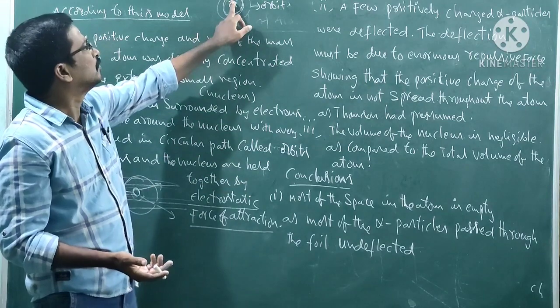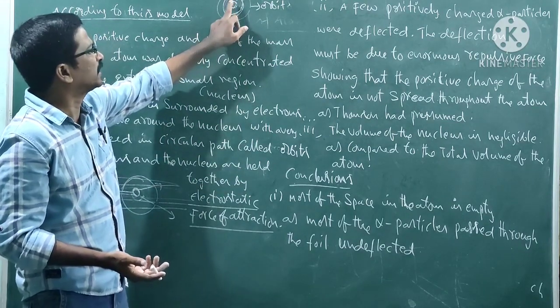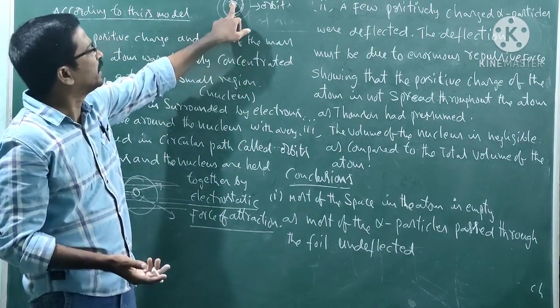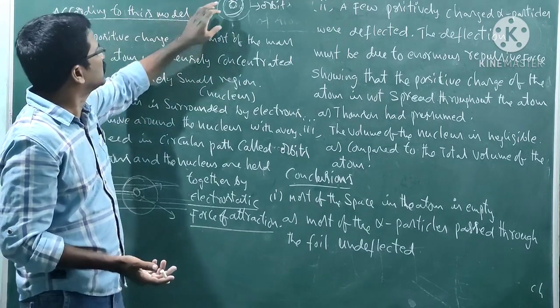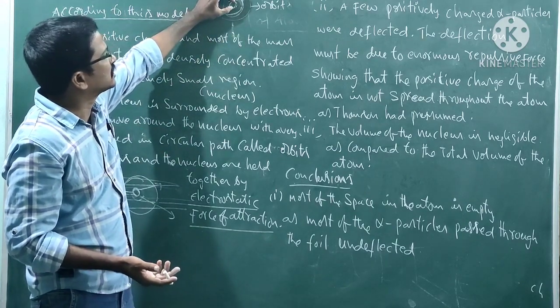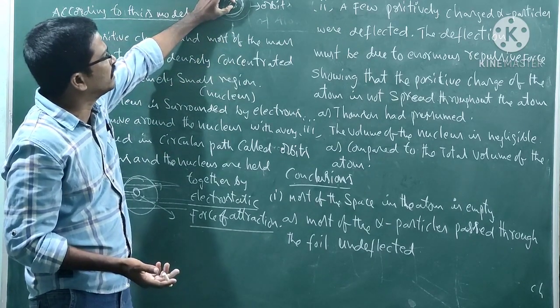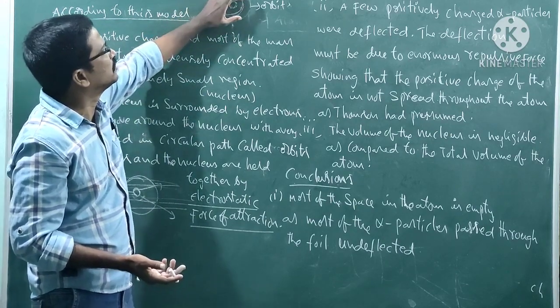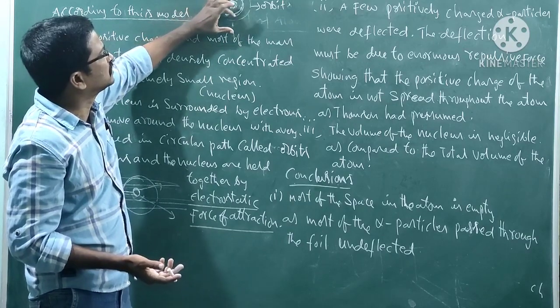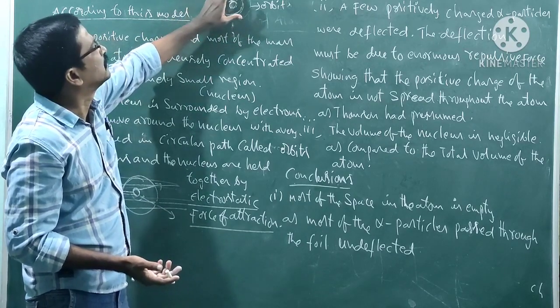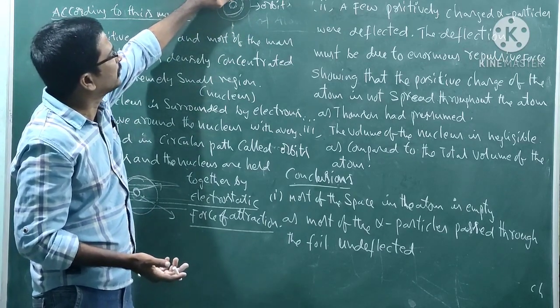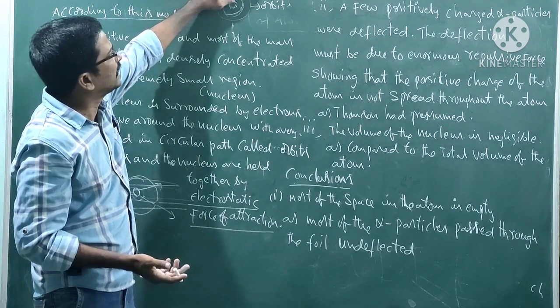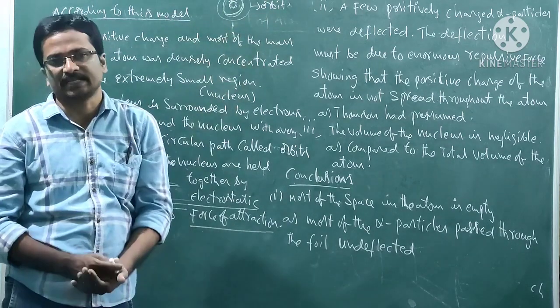We know the most of the mass of an atom. First point, positive charge and most of the mass is concentrated on the nucleus. Nucleus is very small and electrons are revolving around the nucleus. This part is known as orbit. The third point is these two are held together by electrostatic force of attraction.